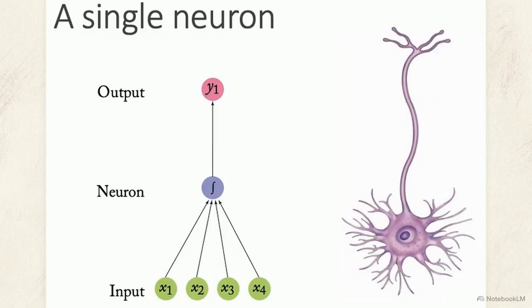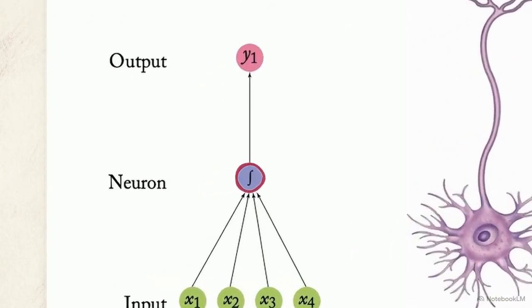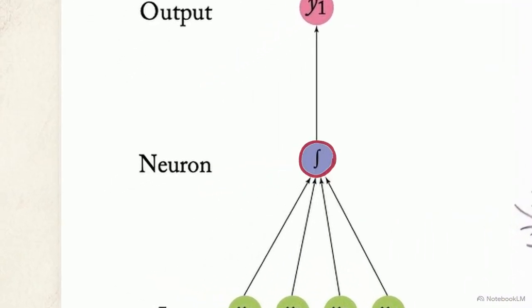This diagram shows a computational neuron. To predict an exam score, we feed it inputs, like hours studied. Inside, it calculates a weighted sum, z equals w times x plus b. Weights decide input importance, while bias provides a baseline.